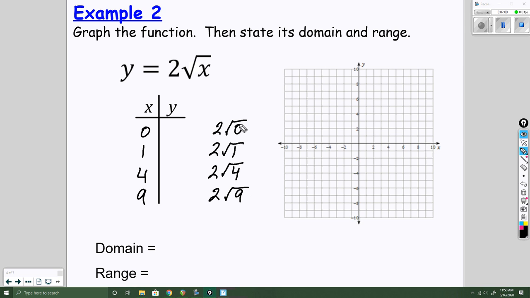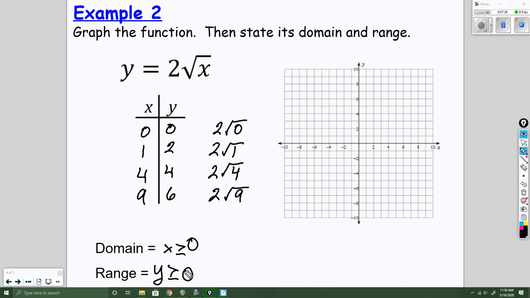So 2 times the square root of 0, just like anything times 0, it's just going to be 0. All right, 2 times the square root of 1, which is 1, is going to give us 2. 2 times 2 here would give us 4. 2 times 3 would give us 6. We can see the domain is x is greater than or equal to 0 and y is greater than or equal to 0.